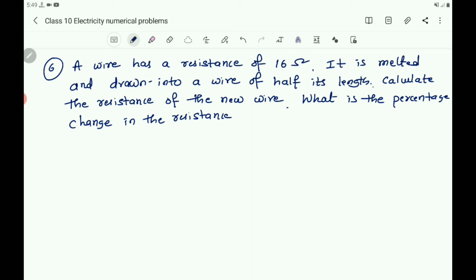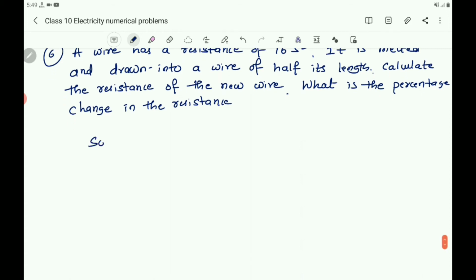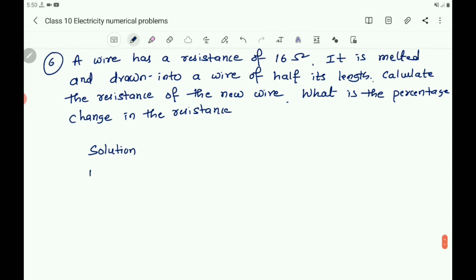So you take, again you can have that in both the cases, what remains the same? In both the cases the volume of wire remains the same. So you take the solution. In both the cases, volume remains the same.